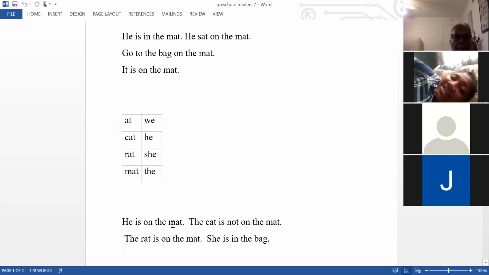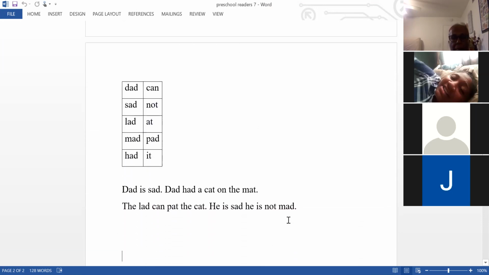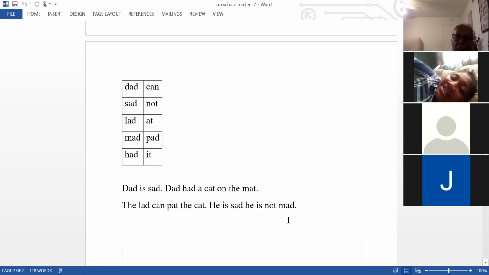Again, simple things, rat and mat, she and the. This is just to let them start reading. And you could have your own little reading sentences you could make up for them to learn to read. Here I introduce the ad sound: dad, sad, lad, mad, had. So they are using this just to get them to start to read. All right, any questions here?